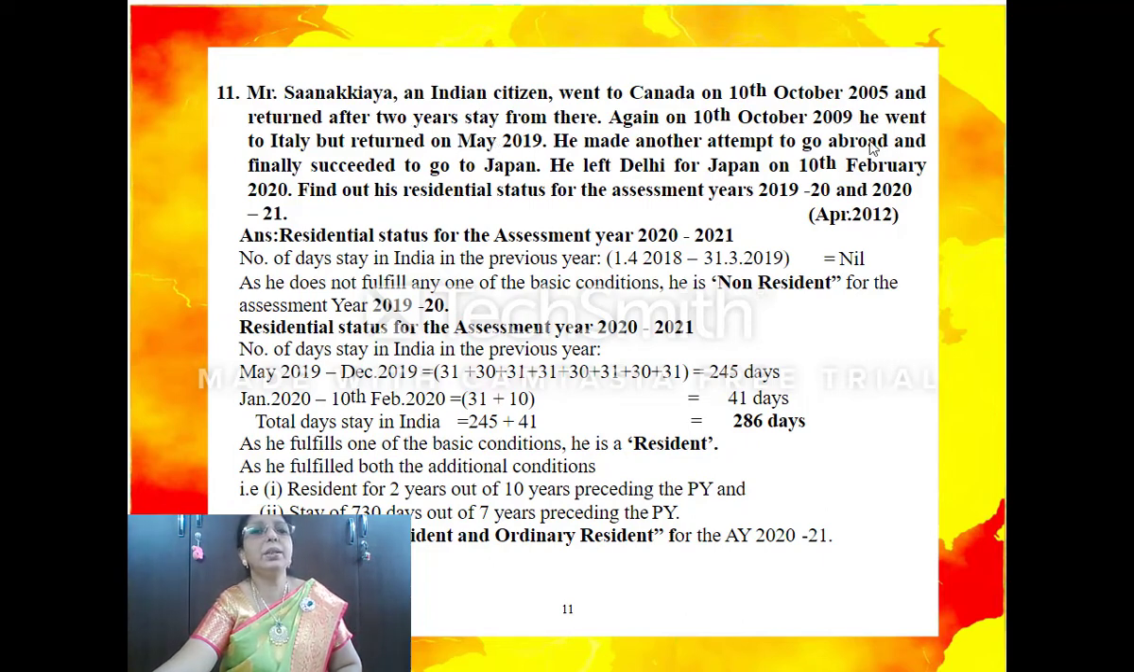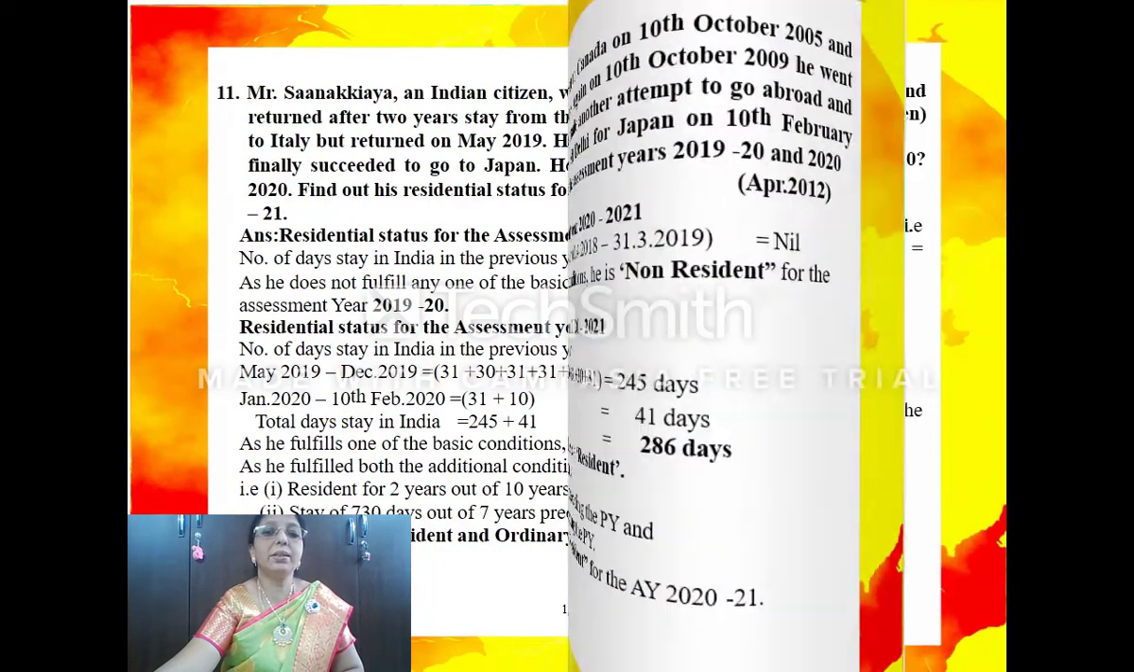And then 2009 to 19 he is not here. But you're supposed to have 10 years. So in 10 years, 2 out of 10 years, he is a resident in India. And in 7 years prior to the previous year, he should have been in India. So he has been there for 730 days in 7 years prior to the previous year. So he is a resident and ordinarily resident.